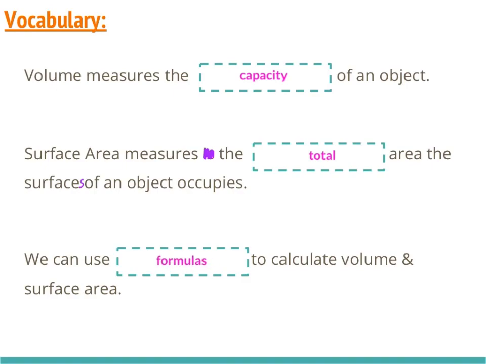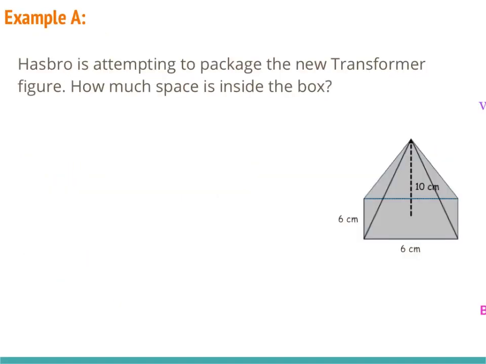So let's go ahead and take a look at example A. Here we are at example A. It says Hasbro is attempting to package the new Transformer figure. How much space is inside the box? So we've got a picture of the box that they want to use for this Transformer figure. We need to ask ourselves two questions. One, are we finding volume or surface area? And two, what kind of shape do we have?